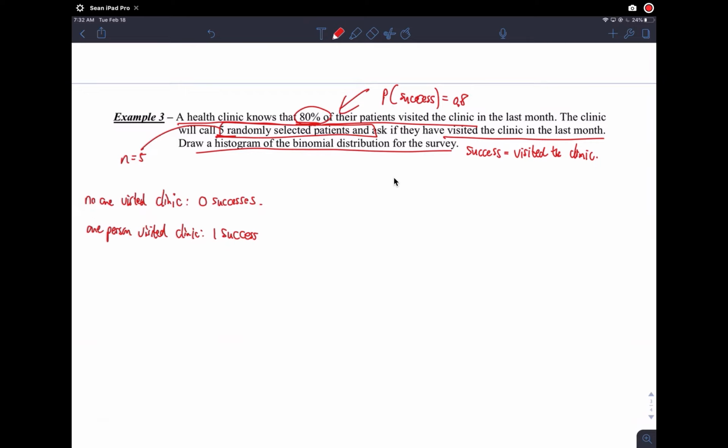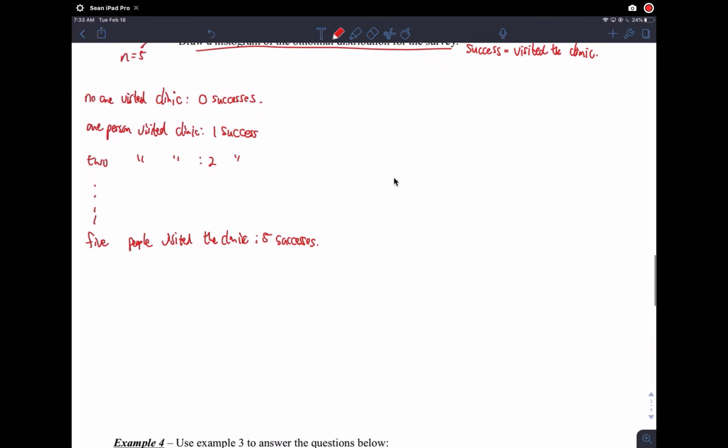And then so on. 2 people visited the clinic, which would be 2 successes, and so on. So what are all the options? I can go up to 5 people visited the clinic, and that would be 5 successes at that point. We can use this to calculate probabilities.